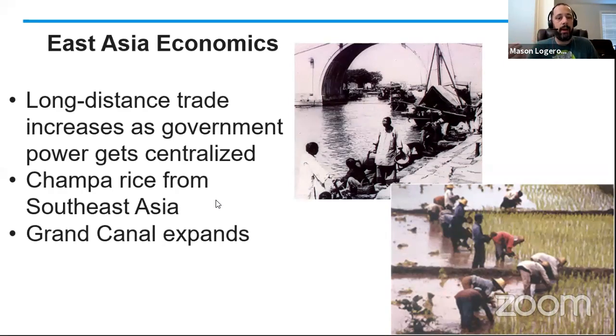A perfect example of that is Champa rice from Southeast Asia and kind of what's today Vietnam area. This is an important innovation in China because this type of rice grows about twice as fast as regular rice, which means that if you have a rice paddy, and I put a picture of one down there, and yes, it looks like it's flooded, but it's supposed to be. But if you have a rice paddy, you can now pretty much grow twice as much food in one particular area. Hey, more food being grown leads to a higher population, like we said a second ago.